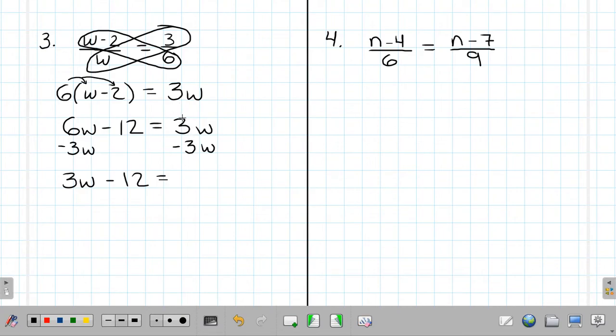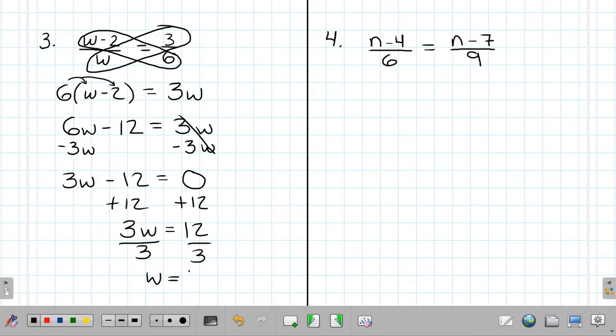and like I said, this is the part where people do get confused, but if we have 3w minus 3w, a number minus itself, the whole point we say those cancel out is that gives us 0. And then two-step equation time, add 12, 3w is equal to 12. So that means w is equal to 4.